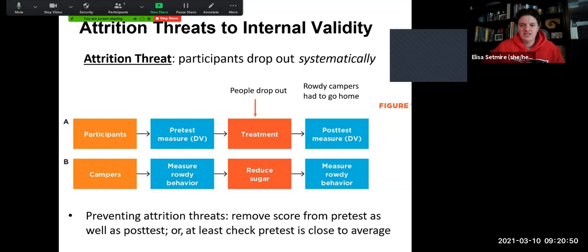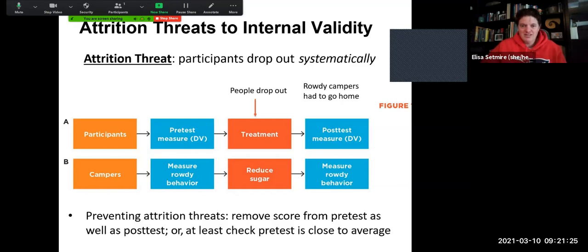Another threat that we often see to internal validity is something called attrition. Sometimes when we do experiments, participants drop out, and they drop out systematically. So what can happen is you have a group of 500 people and you're measuring them pre-test and post-test. Maybe some of them drop out between the pre-test and the post-test, or before treatment or after treatment. And so preventing attrition threats, one of the best things you can do is to remove the pre-test score and the post-test score, right?